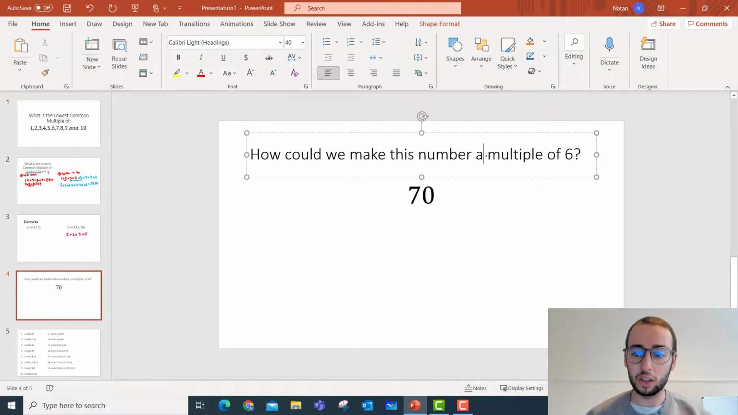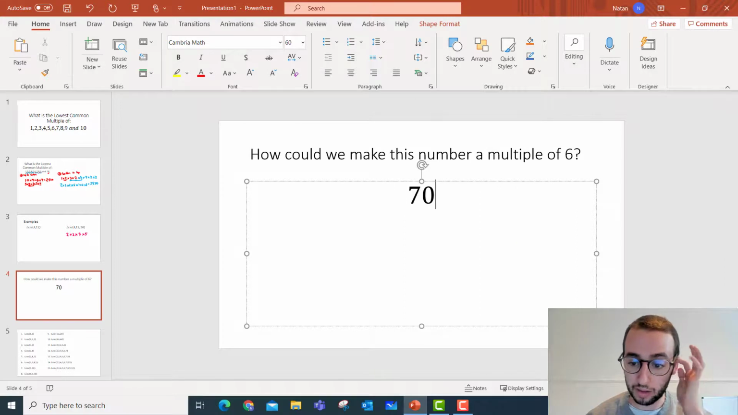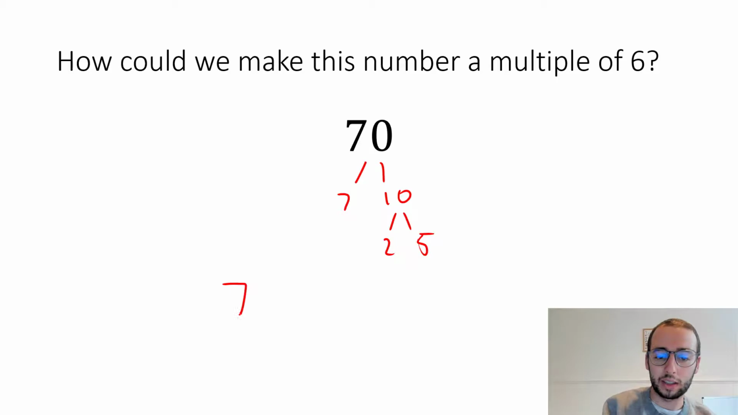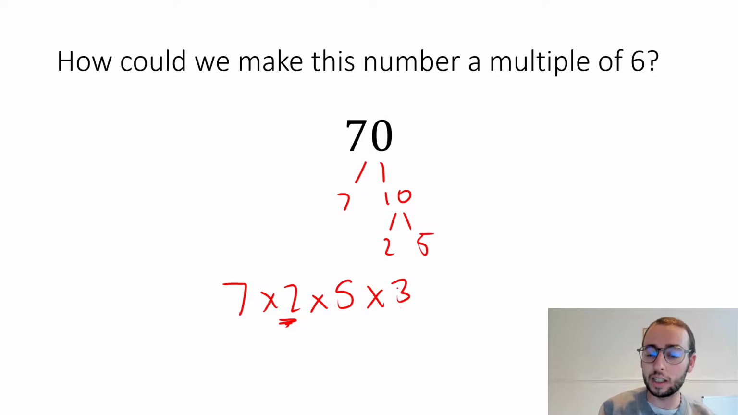Okay, so we could, okay, this is nice, because we could times it by 6. That's guaranteed to make it a multiple of 6. But we could also talk about the fact that this is 7 times 10, which is 2 times 5. So that's 7 times 2 times 5. Now we already have a 2 in here. So to make a multiple of 6, we only need to times it by 3.